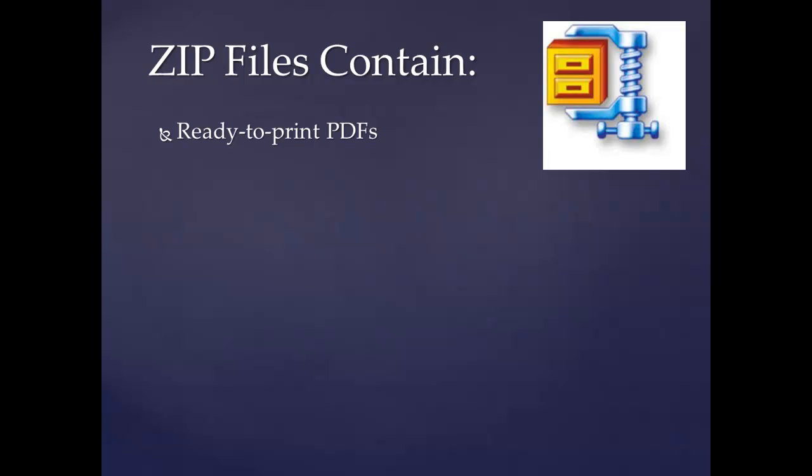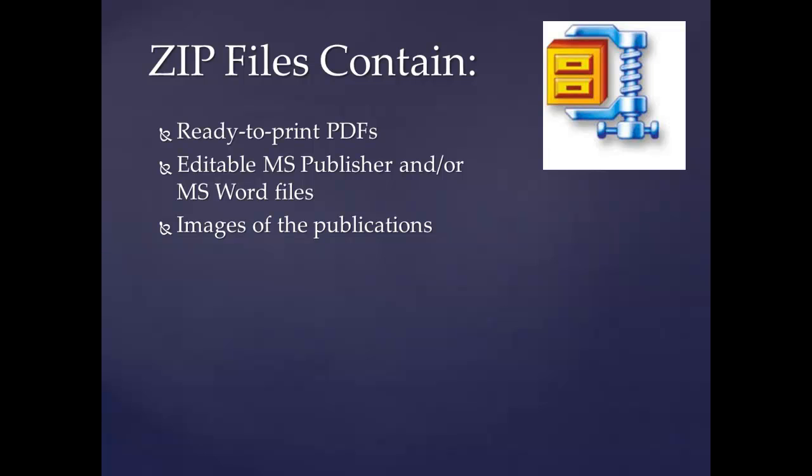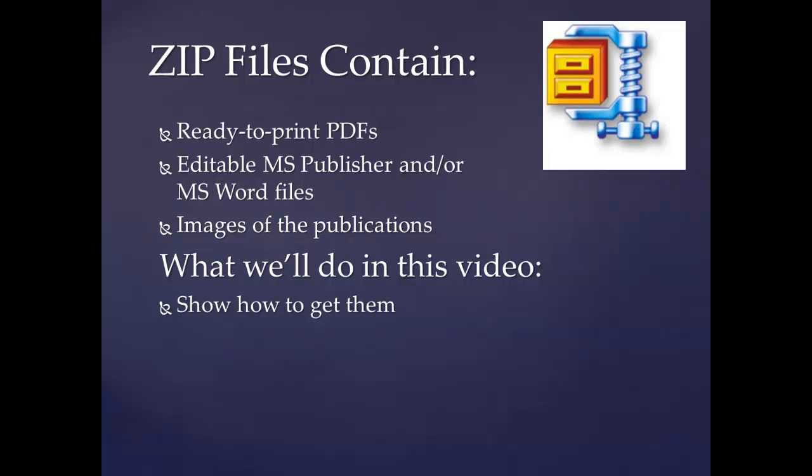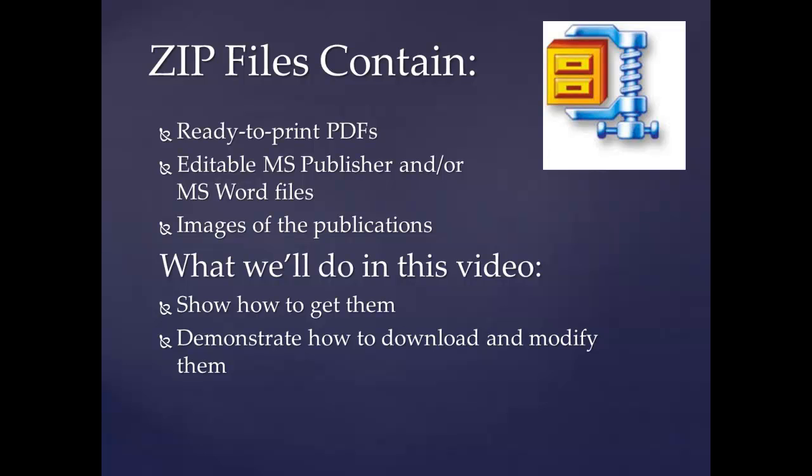So you've got the ready-to-print PDFs, you have editable Microsoft Publisher, and in a few cases, some Microsoft Word files, and you have images of the publications. Now, what I'm going to do in this video is, first of all, show you the various ways that you can get the zip files. Then I'll demonstrate how to download and modify them, and I will also give you additional tips on how to make the most of all three formats that you get.